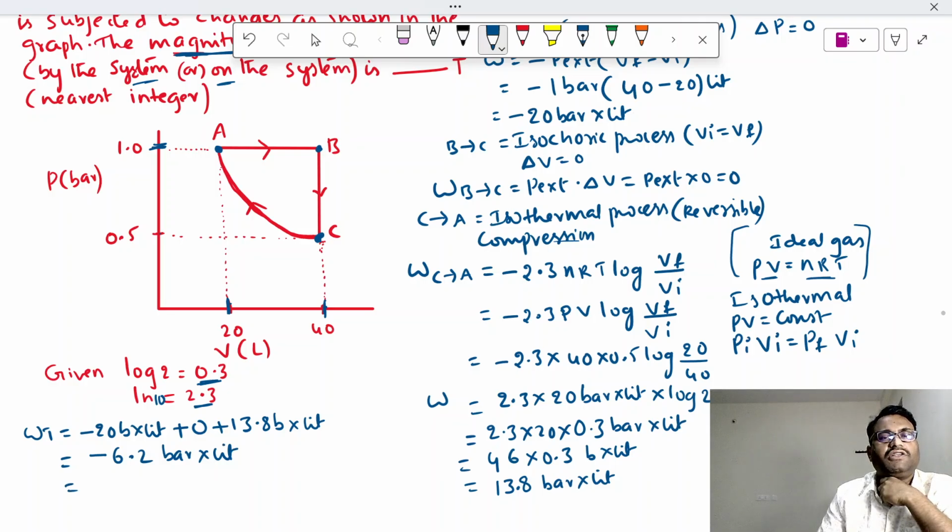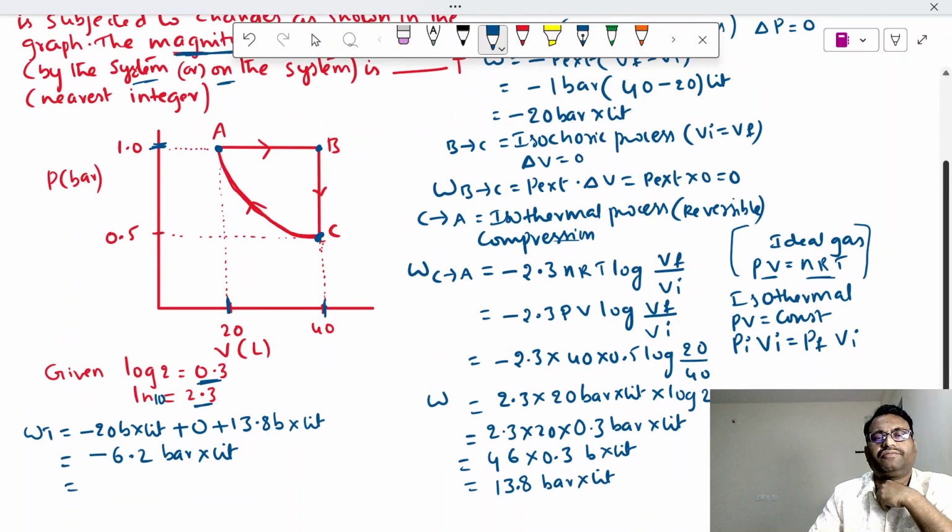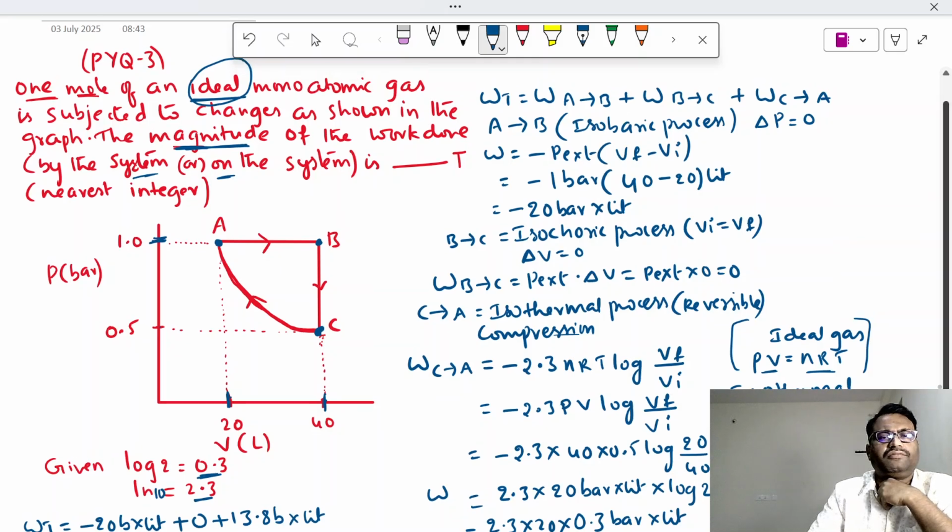But the question asked is in joules, right? And this is a JEE 2023 question.